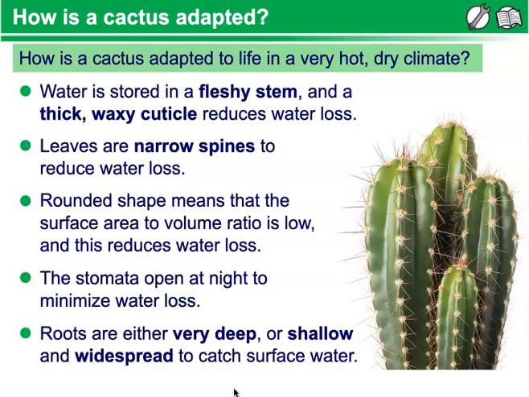And roots are either very deep or very shallow and widespread to catch as much surface water as possible. A very deep root is called a taproot, and oftentimes they can go extremely deep into the soil to find water.